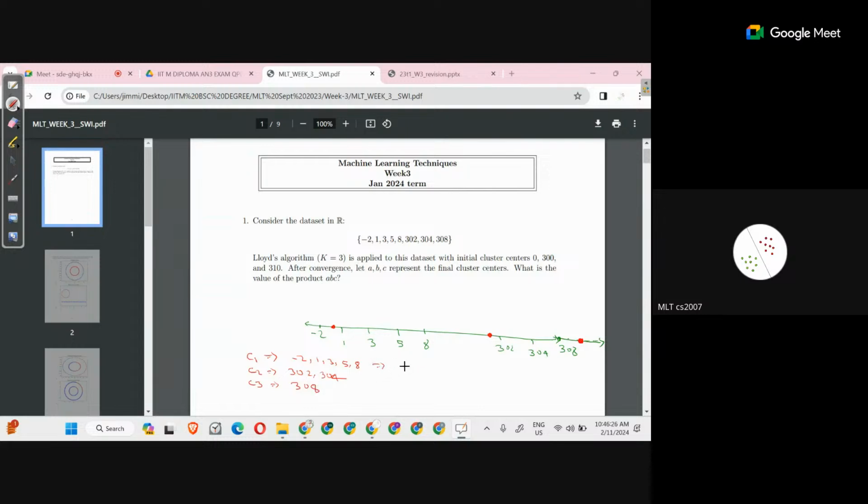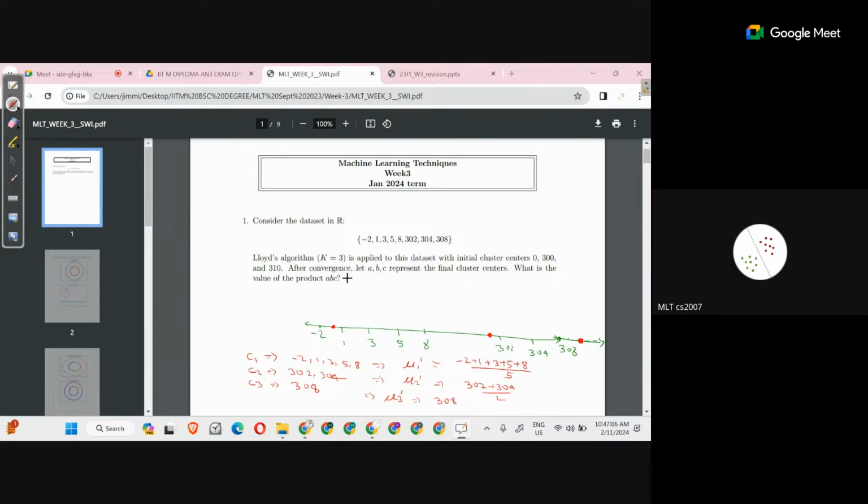So now we will have to calculate again the means: mu1', mu2', and mu3'. What will be the value of mu1'? 13 by 5. There are 1, 2, 3, 4 points: 11, 16, 17, 15 by 4. Let me just write it. 3 plus 2, 5. And what about mu2'? It will be like this, and mu3' will be just 308 only, right?